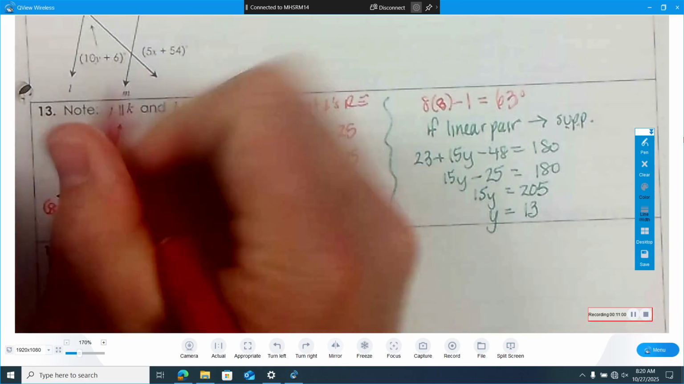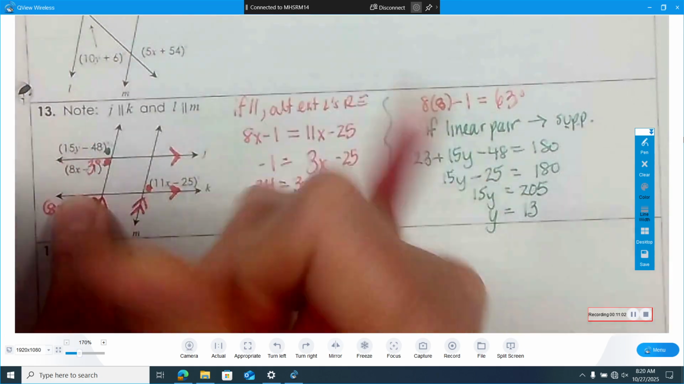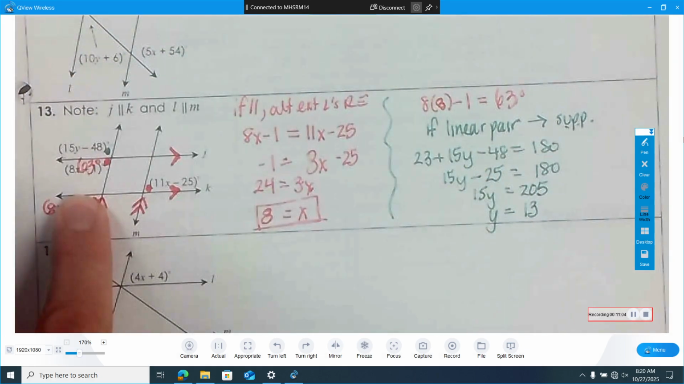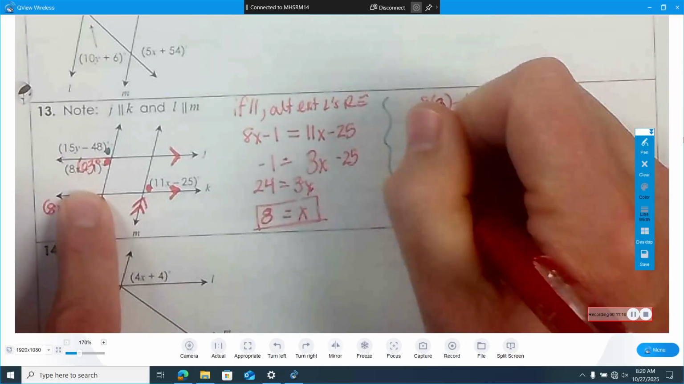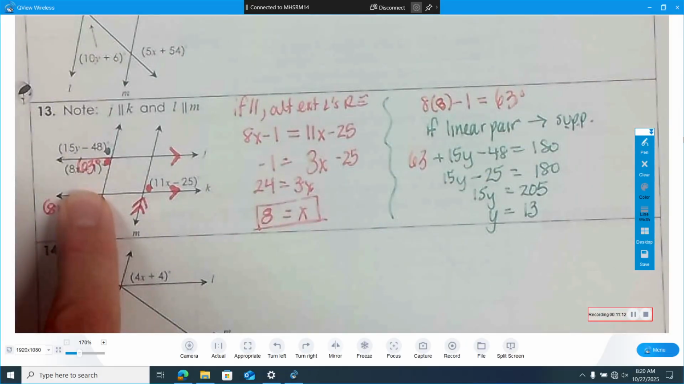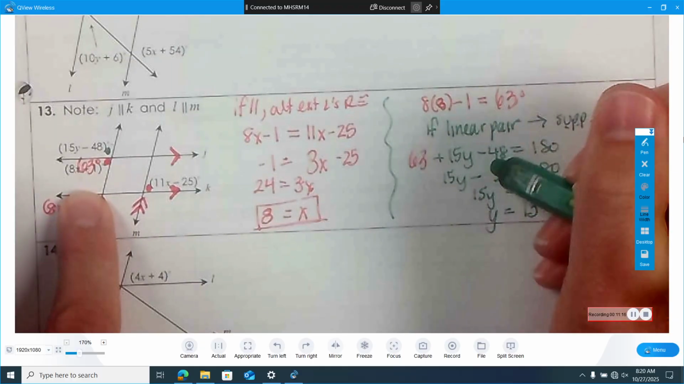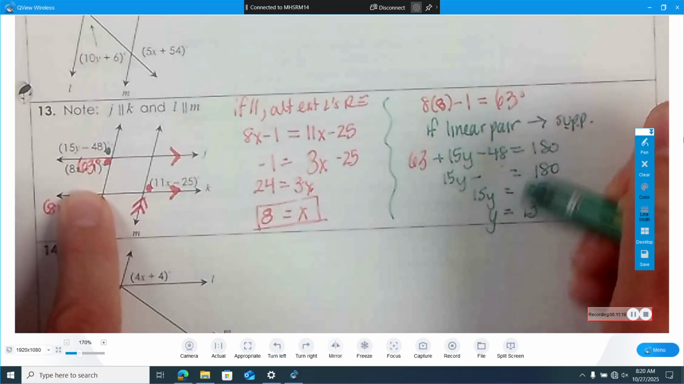Well, this is terrible. 63. So it happens when you can't read your own handwriting. Okay, so now it's not 23 degrees. It should be 63 degrees plus the 15y minus 48. I'm glad my pen's erasable. Okay, so then that's going to be different. All that's going to be different.